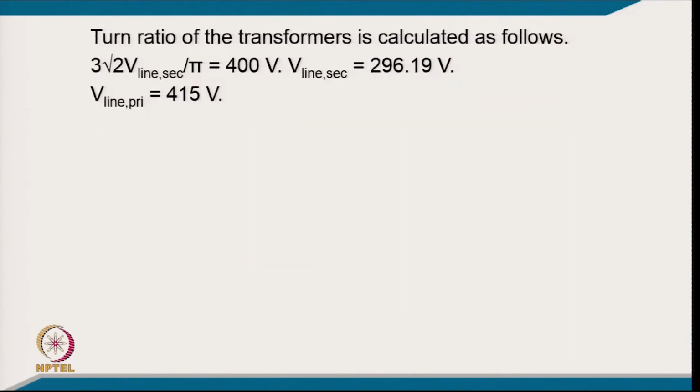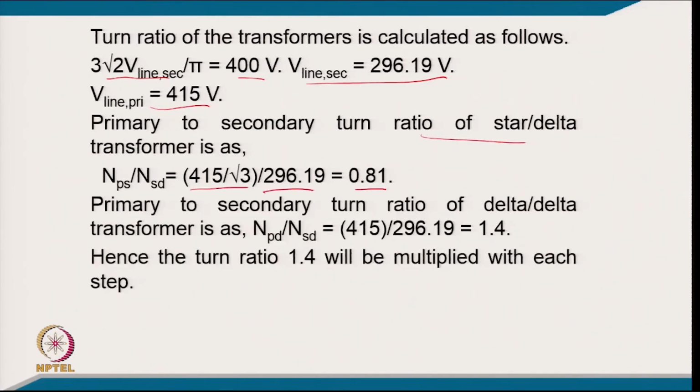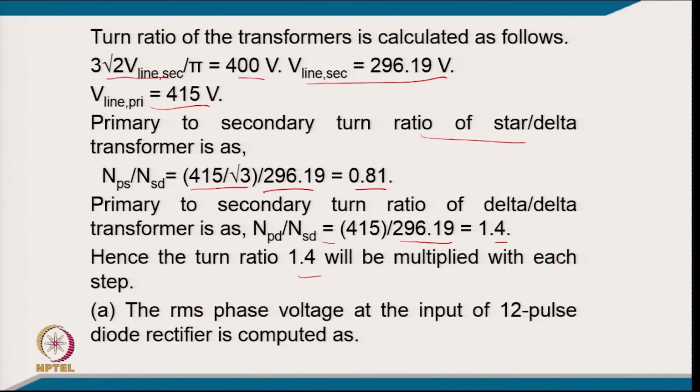So, the turns ratio. Now the turns ratio of the transformer is calculated from the voltage we can get. From 400 volt, the line voltage we can generate 296.19, and the primary side is 415. So, we can find out the turns ratio of the star delta transformer, root 3 to 0.8, typically 81, and the primary to secondary turns ratio of the delta transformer we can just calculate from this, which comes to 1.1. Hence the turns ratio 1.4 is to be multiplied with each step.